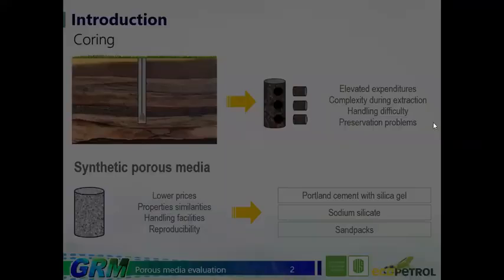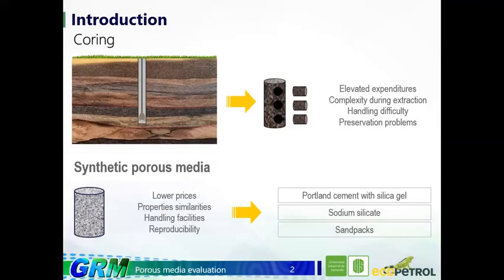In the investigation, as an introduction, during the coring processes in the petroleum industry, there is extraction of samples from the depth. But this extraction could be related to elevated expenditures, complexity during extraction, handling difficulties, and preservation problems, due to all the process that involves getting a real sample from the depth.